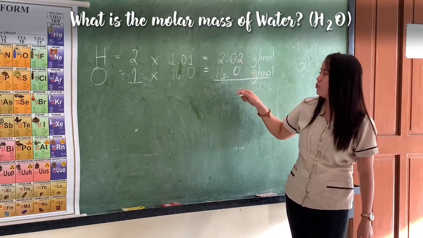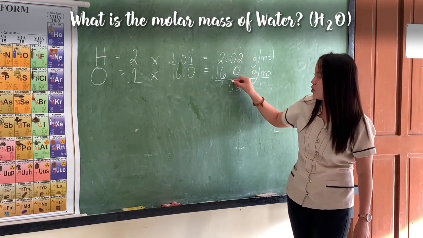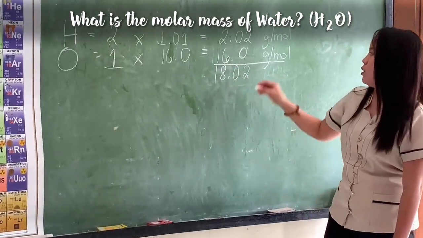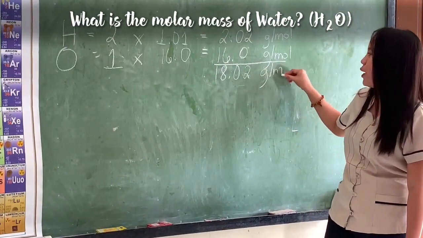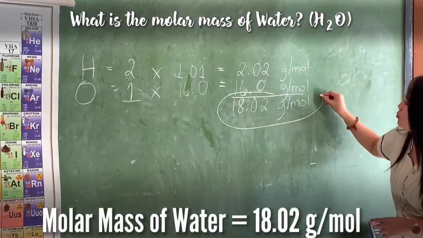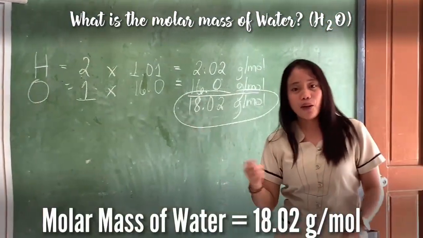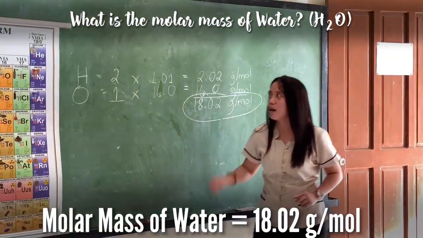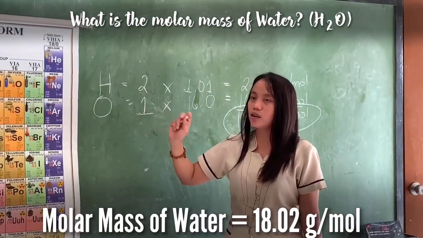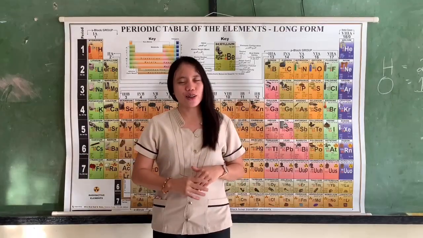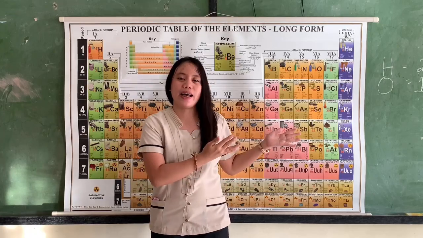So we have 2.02 plus 16.0, we have 18.02 gram per mole. So 18.02 gram per mole. So this is the molar mass of H2O or water.